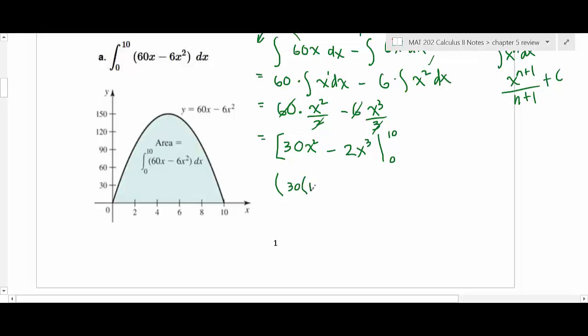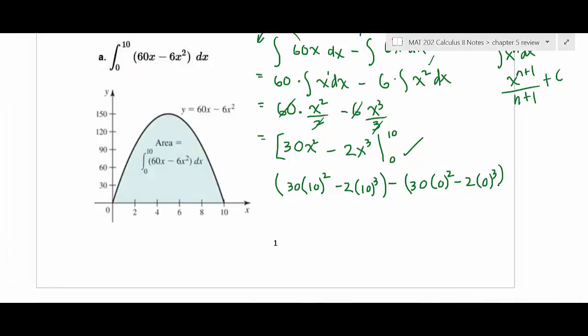So I'm going to have 30 times 10 to the second minus 10 times 10 to the third minus, and I love it when there are zeros. I don't know about you. Okay, that makes everything so nice. So I got a 0 there and a 0 there like that. So that's what you're doing. That's the fundamental theorem of calculus part, is you're evaluating the antiderivative. Okay, does that look familiar?